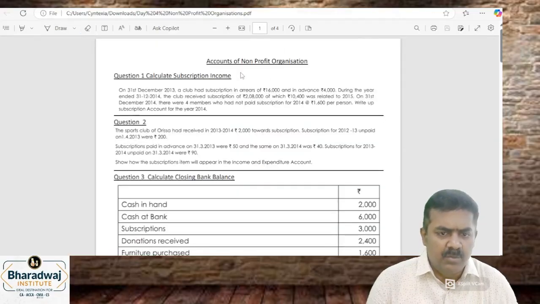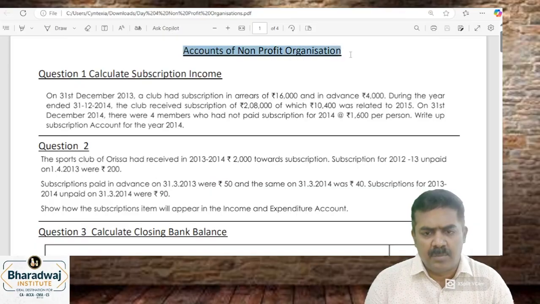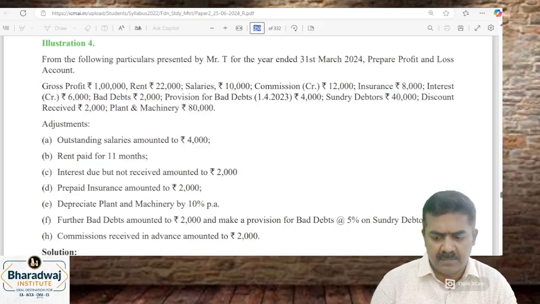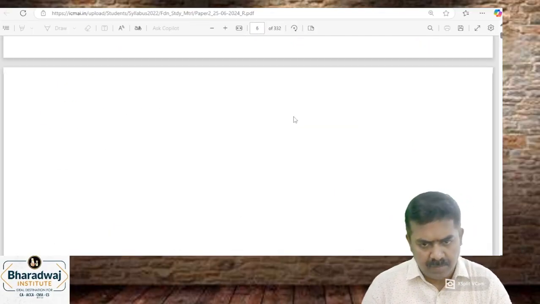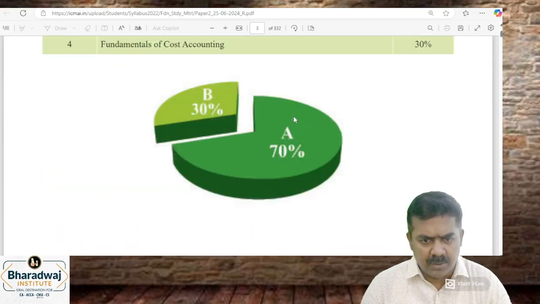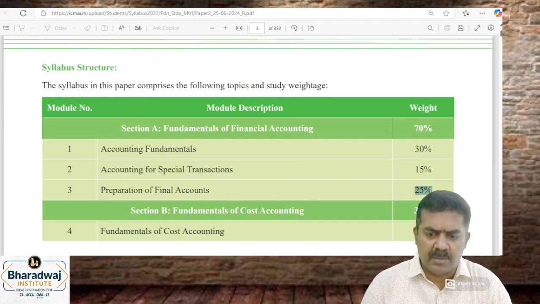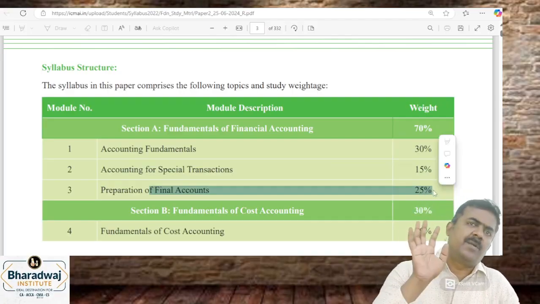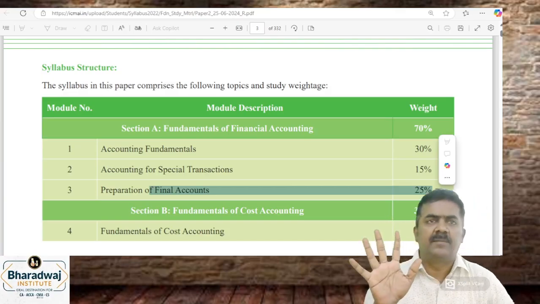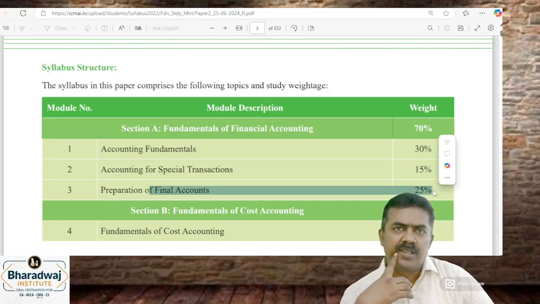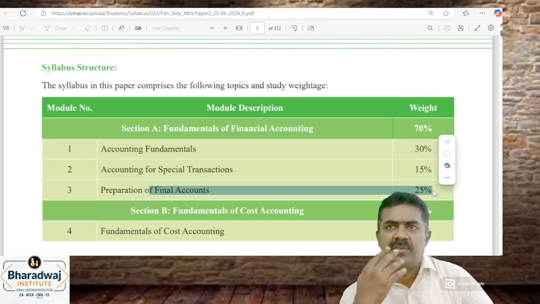In the next session, we'll move on to the final accounts of non-profit organizations. If you look at the weightage in the syllabus, these two chapters, final accounts of sole trader and of non-profit organizations, have 25% weightage, which means around 10 questions you will get from this. You have 50 multiple choice questions, and 10 to 12 of them will come from these two chapters.